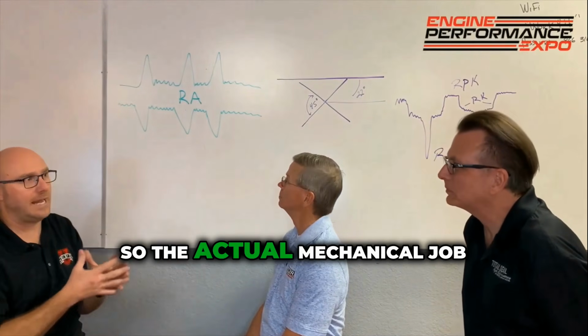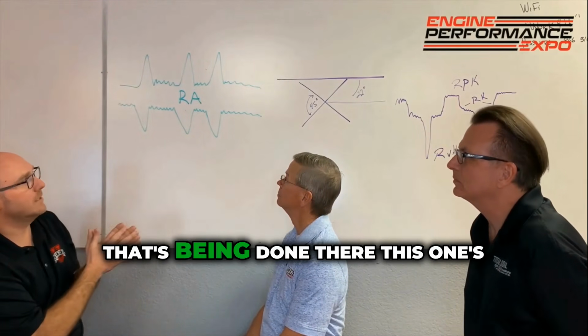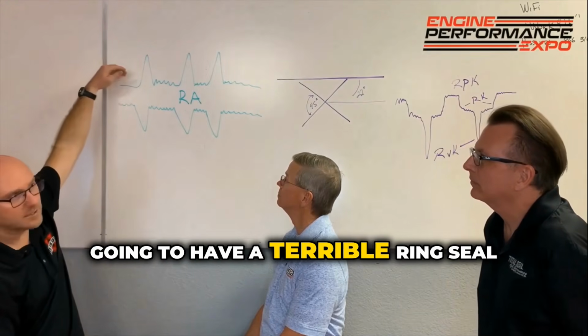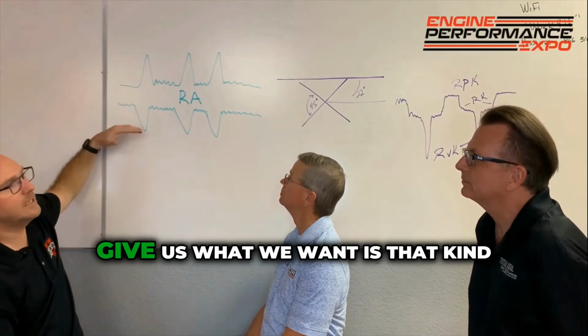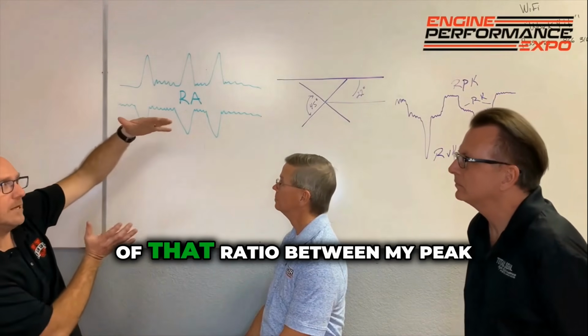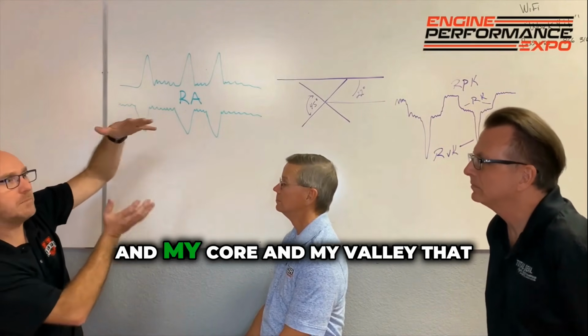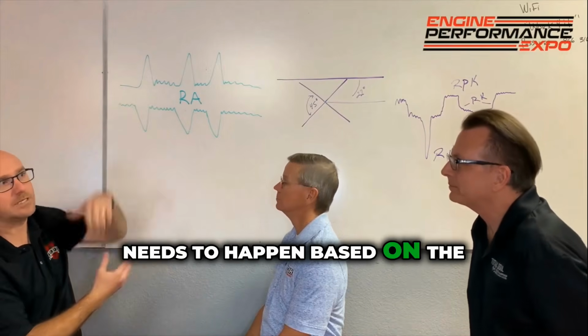So the actual mechanical job that's being done there, this one's going to have a terrible ring seal. This one might be somewhat better, but neither of them really give us what we want, that ratio between my peak and my core and my valley that needs to happen based on the application.